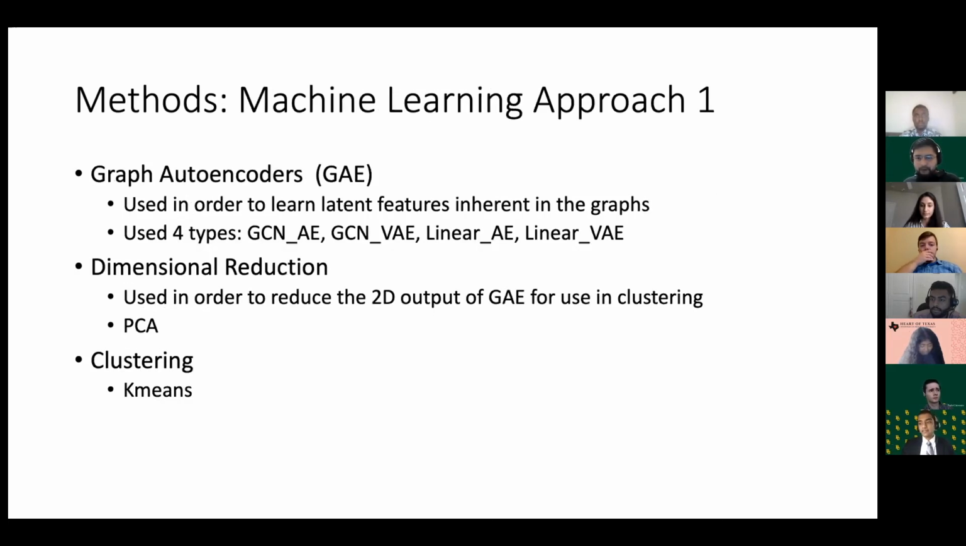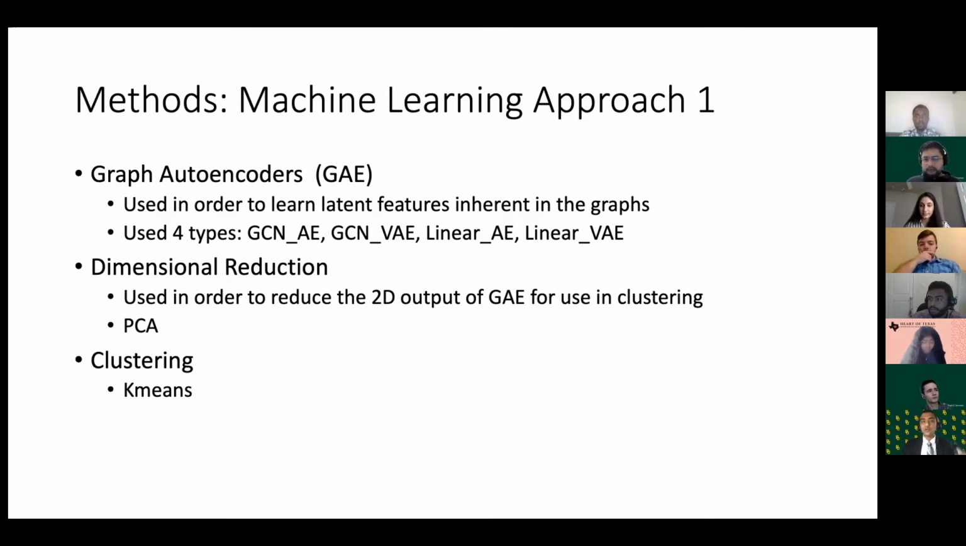That gets us into our first machine learning approach. For this approach, we used a graph autoencoder, abbreviated as GAE, to try to discover any of those latent features inherent in the graphs. What graph autoencoders do is take our giant graphs and reduce their dimensionality to a form that we can compare easily between multiple graphs. That's probably a high-level explanation of what they do, but for the purpose of this work, that was what we were focused on.